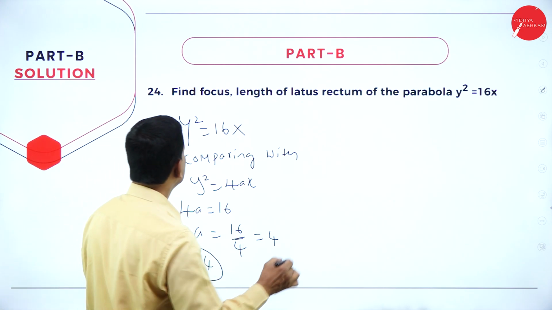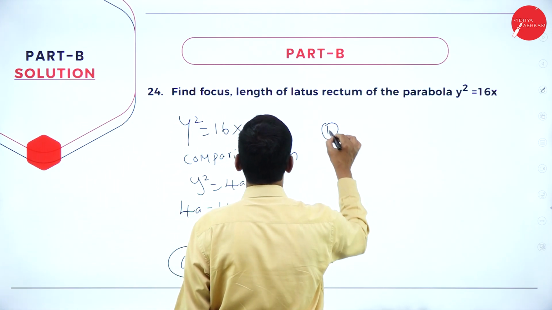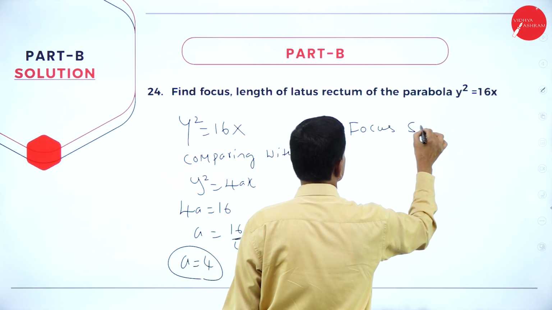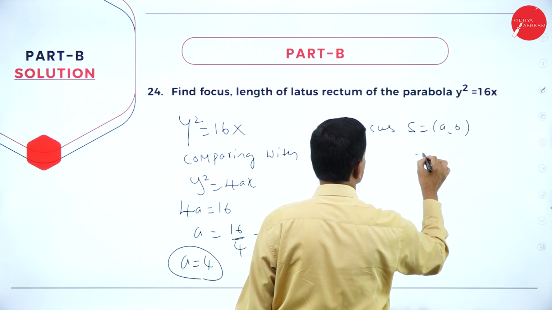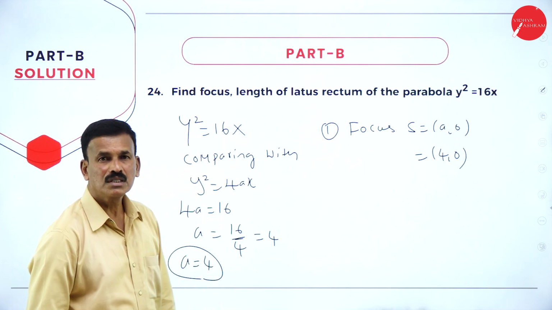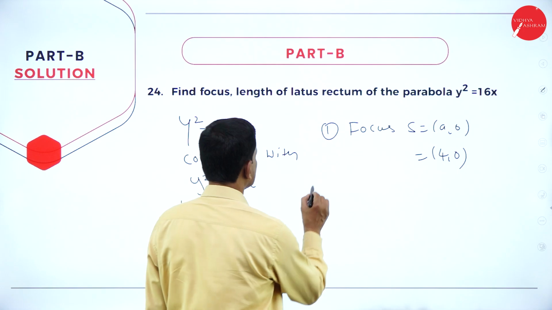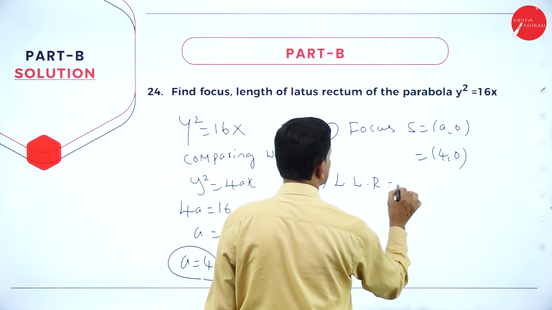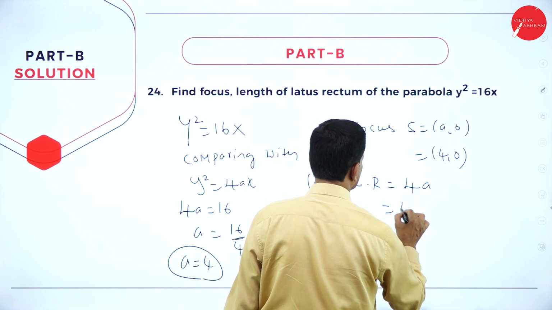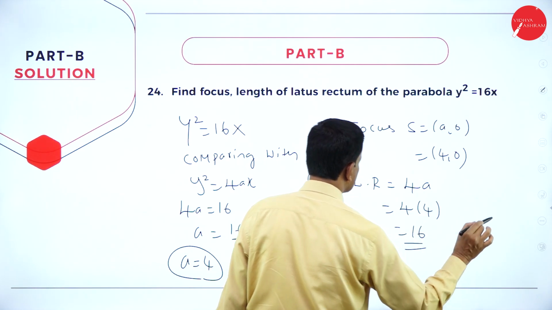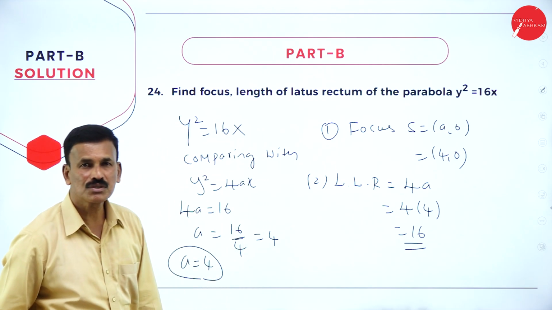Now what is to find first? The focus. First one is the focus. Focus S is equal to a, 0. That is 4, 0 is the focus. Okay. Now next one, length of latus rectum. LLR is equal to 4 into a. 4 into a is 4, 4 4s are 16. Length of latus rectum is equal to 16.